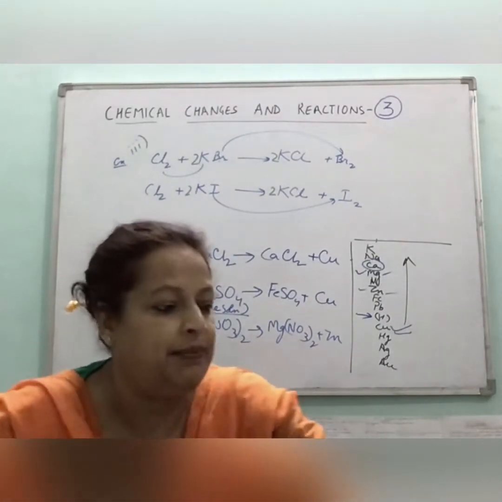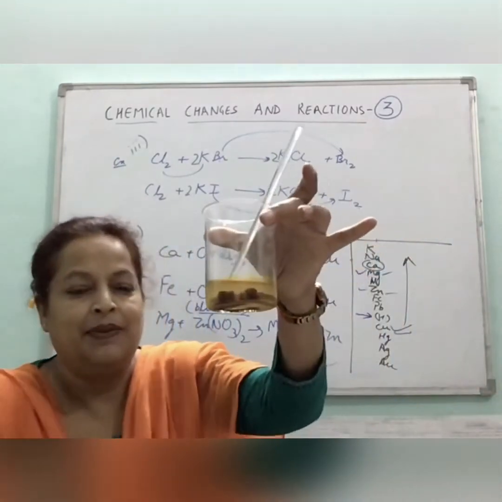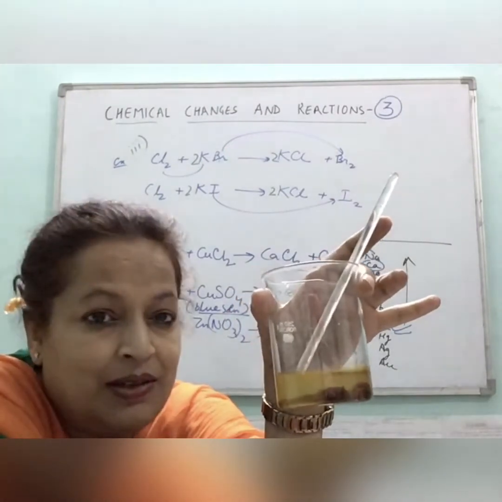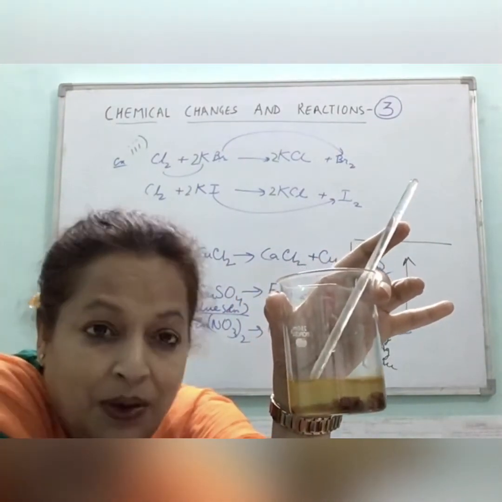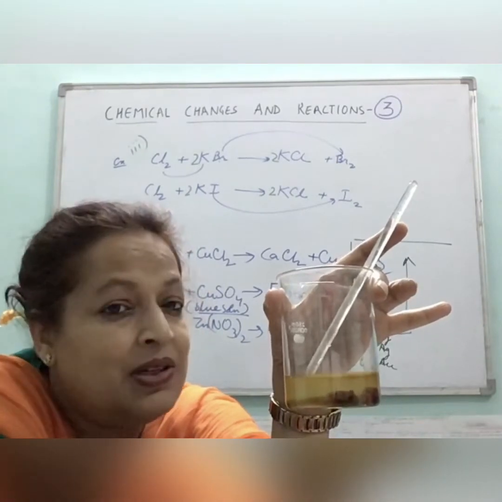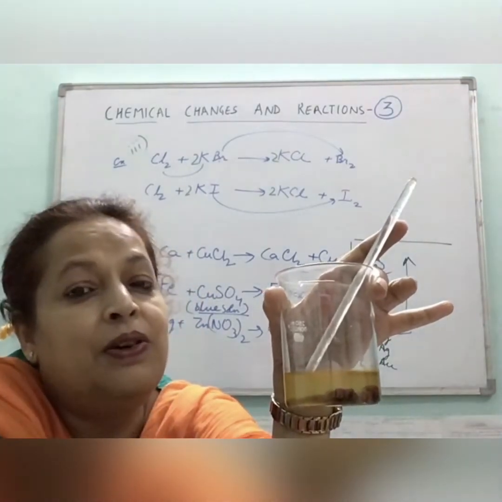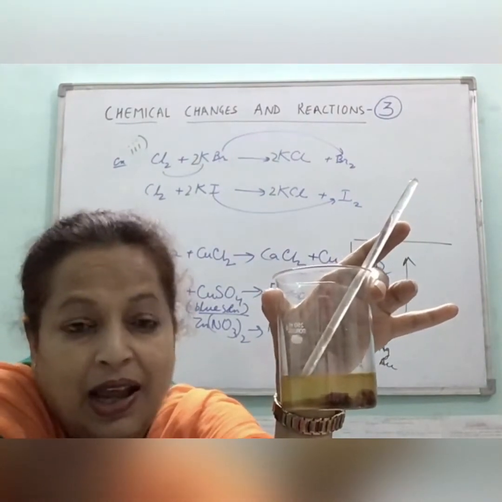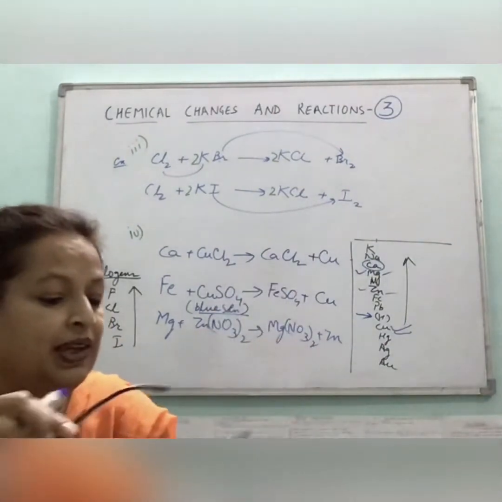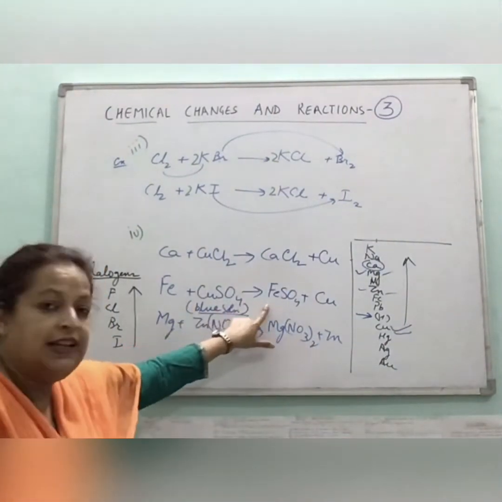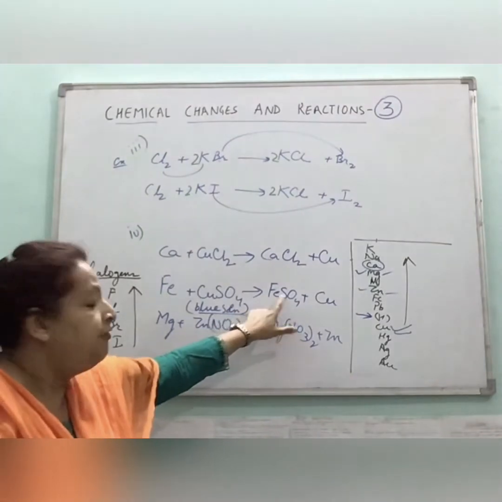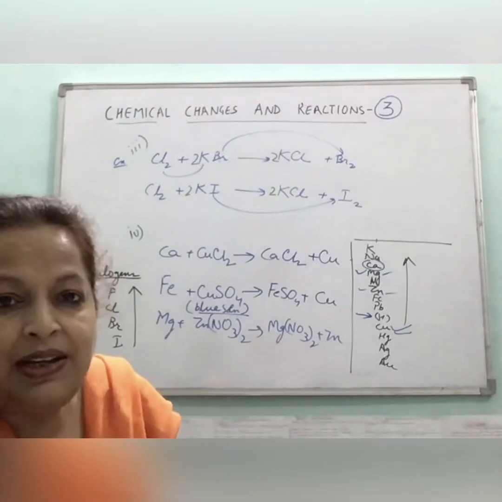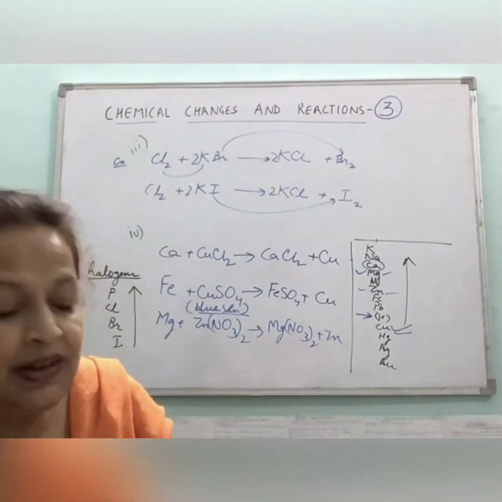Now, let's see what has happened. This is what has happened. What is the color now, children? Is it blue? No. Why is it not blue? Because copper sulfate is blue because of the presence of copper ions. As copper is displaced, now it is ferrous sulfate. Ferrous sulfate means ferrous ions and sulfate ions, and copper metal is formed. And ferrous sulfate is green in color, dirty green.